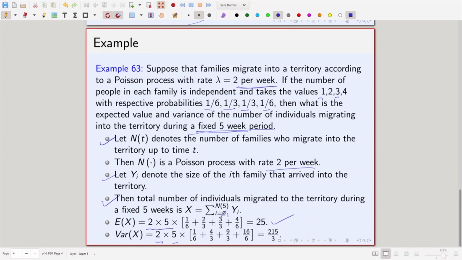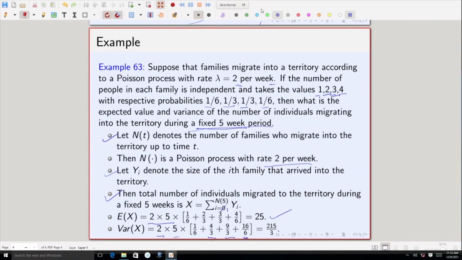So, this is 2 square times 1 by 3, so you get 4 by 3. 3 square times 1 by 3, so you get 9 by 3, and 4 square times 1 by 6. So, you get 1 over 6 plus 4 over 3 plus 9 over 3 plus 16 over 6. That is just expectation of y1 square, where yi denotes the size of the ith family, and if you do the calculation you get this answer.